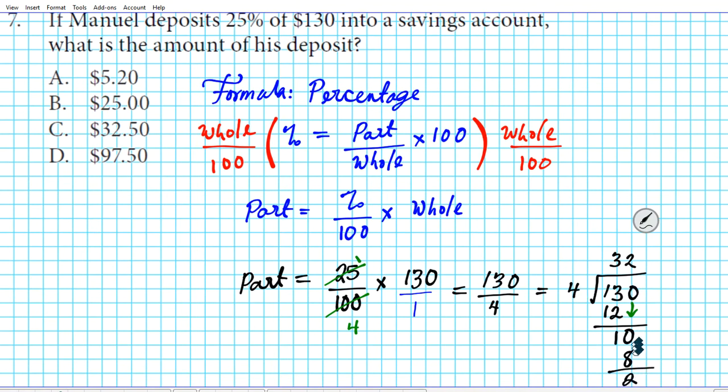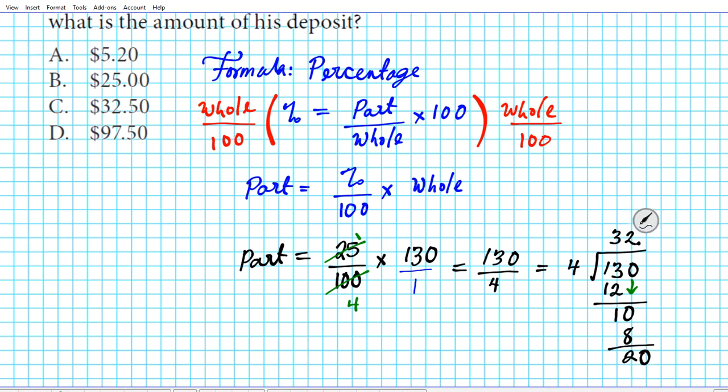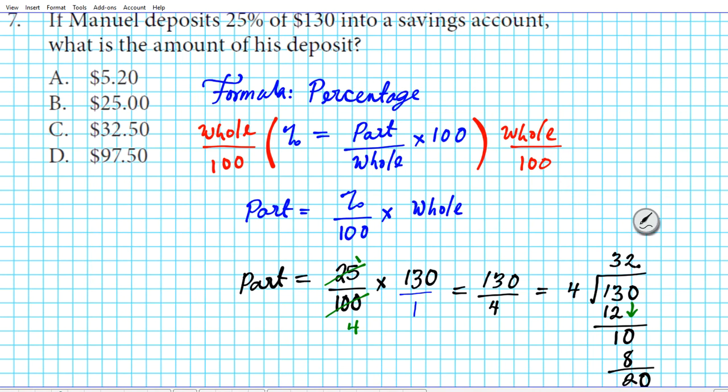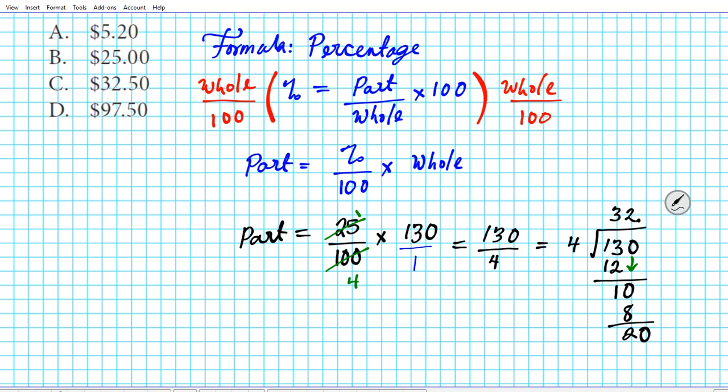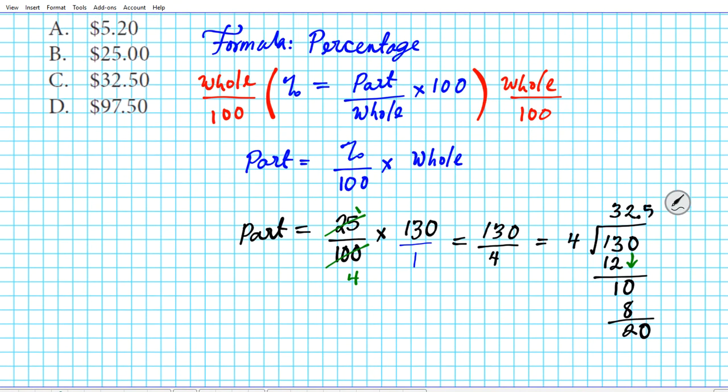4 goes into 2. It doesn't go into 2 because 2 is smaller. Put the decimal point and a 0. 4 goes into 20, 5 times. Okay, 5 times 4 is 20. The answer to question number 7 is option letter C.